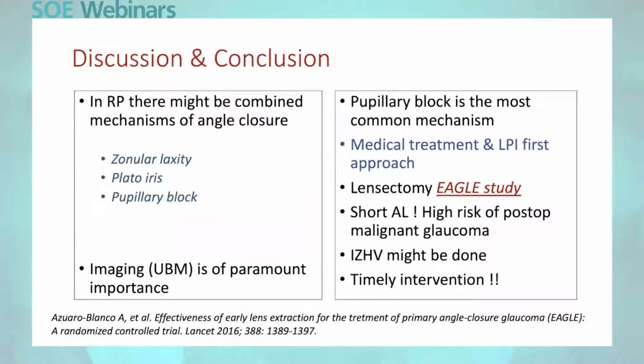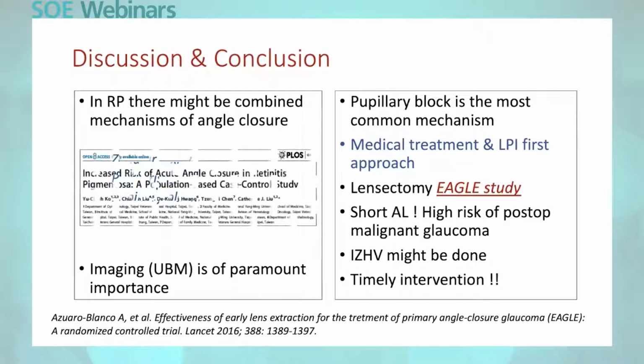So in these cases with retinitis pigmentosa, there might be combined mechanisms of angle closure, like zonular laxity, plateau iris, and pupillary block. And imaging like UBM in these cases is of paramount importance. Generally, pupillary block is the most common mechanism, and medical treatment and LPI are generally the first approach. On the other hand, lensectomy can be done in the first place, according to the EAGLE study.